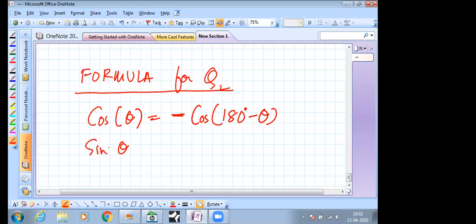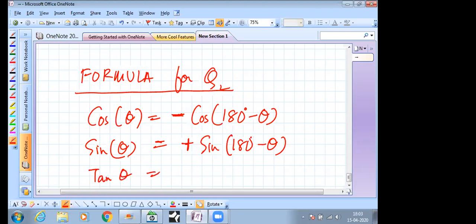So sine theta will become plus sine, because sine is positive, plus sine of 180 minus theta. And tan you can just remember by taking the ratio. Tan theta is just sine theta divided by cos theta. Sine theta is plus sine of 180 minus theta, but cos theta is minus cos. So this will become minus tan of 180 minus theta. You can always think of the tan formula as an auxiliary formula.